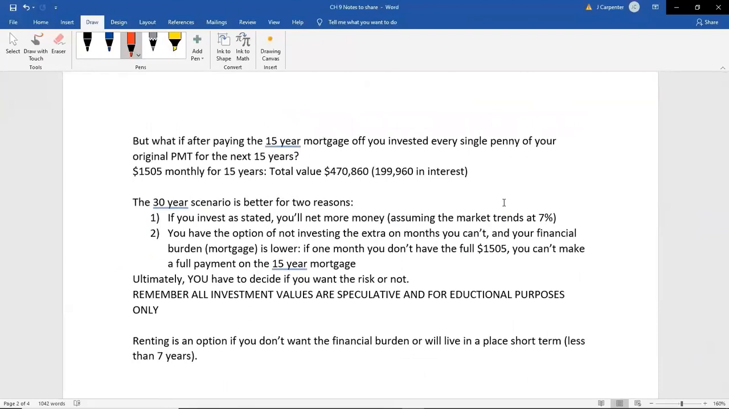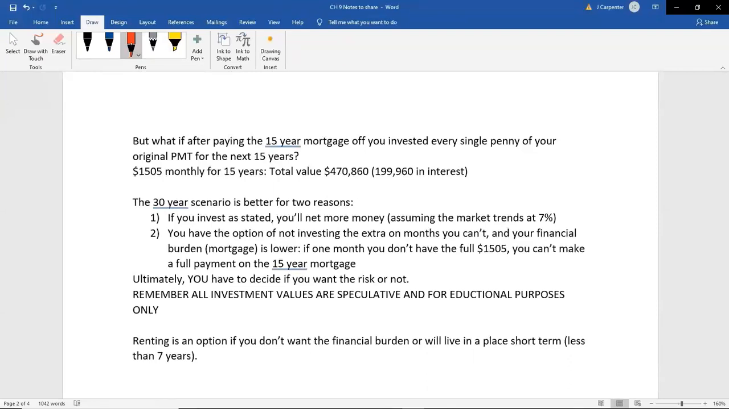Also, if all this still just absolutely terrifies you and you don't want to have money sitting around in a bank account for a spare roof here and there, then you just rent for the rest of your life. Renting's not the end of the world. It's an option. You have less financial burdens overall. You just have to pay for the rest of your life.